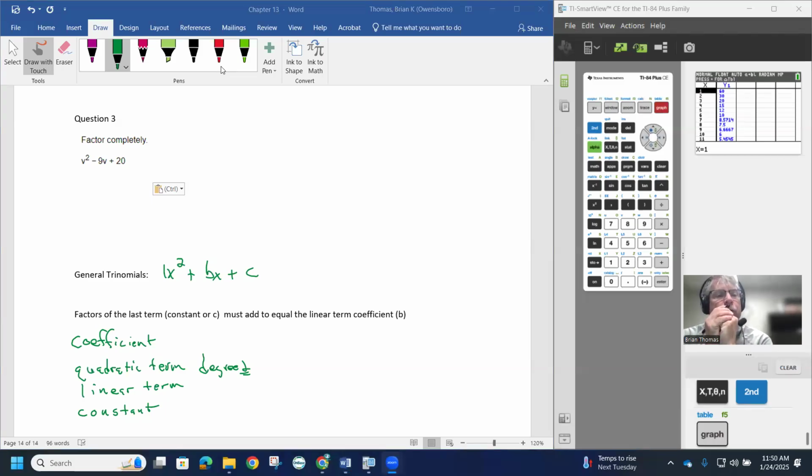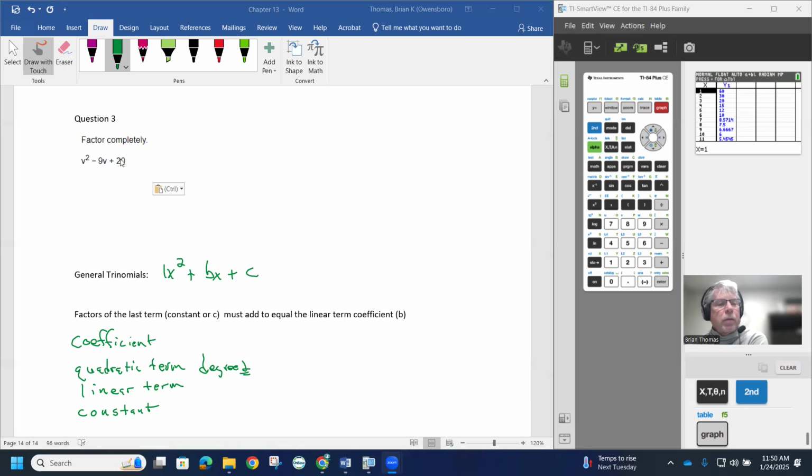So as we move into factoring general trinomials, question 3 says factor this completely: v squared minus 9v plus 20. Notice how, again, this is not a difference of squares, and it's not a perfect square trinomial because there's nothing squared that's going to give me a 20. So this makes this a general trinomial because it doesn't meet one of the special products.